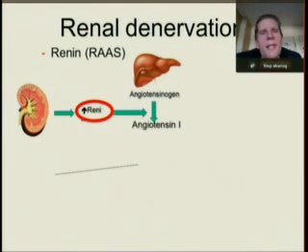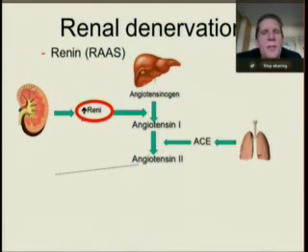And first of all, it causes splitting of angiotensinogen into angiotensin 1, and angiotensin 1 then eventually gets converted to angiotensin 2 via the ACE. Angiotensin 2 then causes vasoconstriction and also causes fluid retention via mineralocorticoid release. Of course, it can also cause ventricular hypertrophy and vascular remodeling.